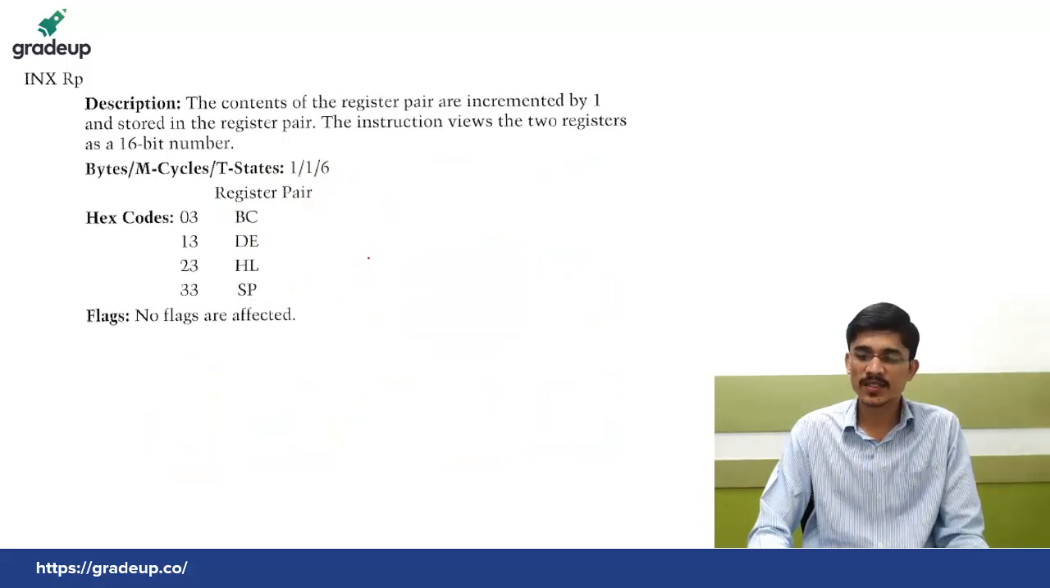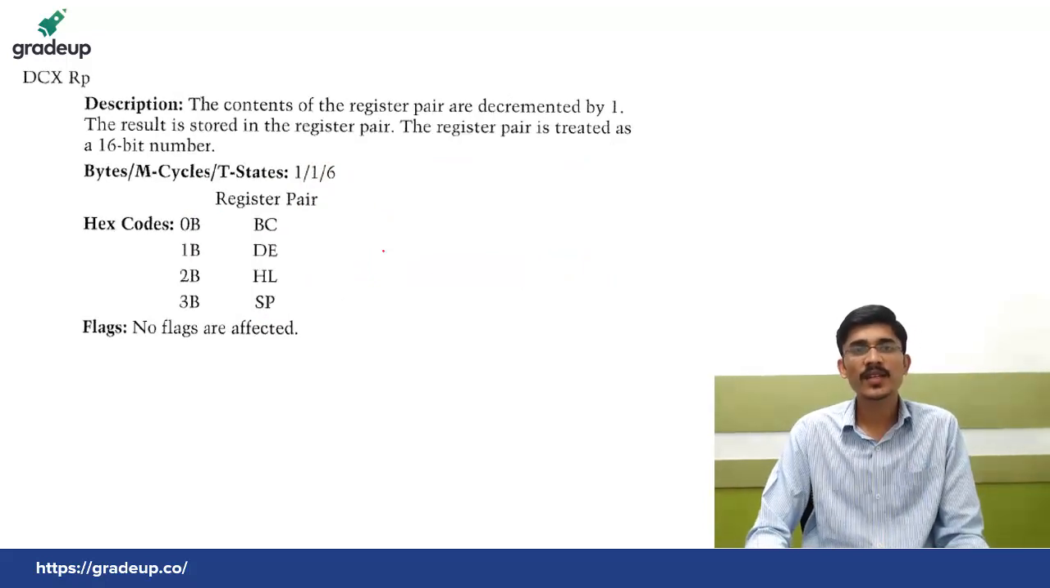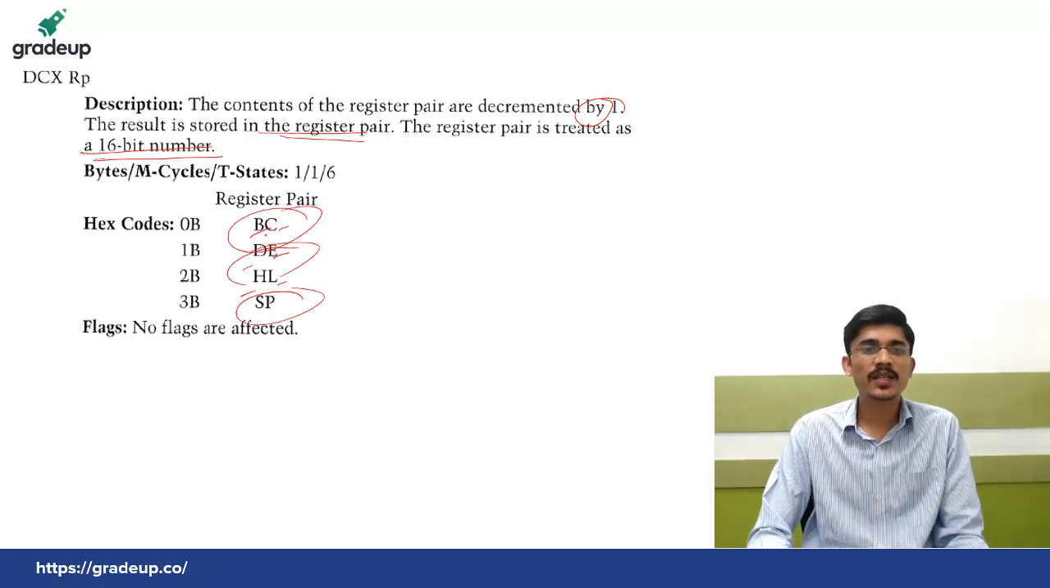So let's move to the next instruction, which is decrement register pair. Similar to increment, decrement will be happening. The contents of the register pair are decremented by 1 and again stored back to the register pair. The register pair is treated as a 16-bit number because each of these registers is 8-bit, so combined they become 16-bit. Out of that 16-bit, 1 is subtracted and again that is stored.